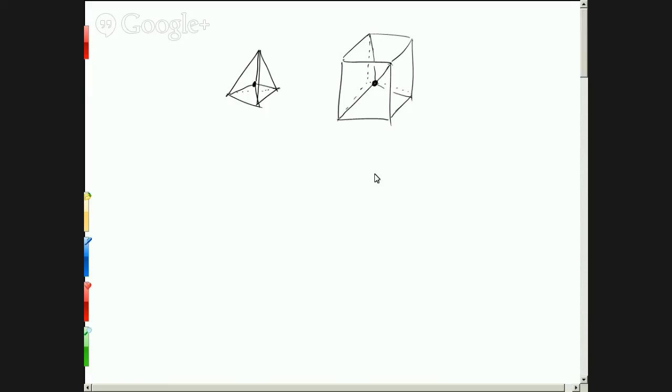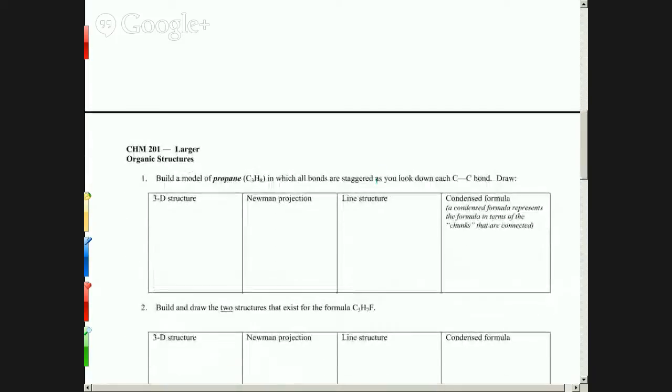Why do we talk so much about this? Well, as we'll see, when we start to build up these structures, it's going to actually change how we draw this thing and how we look at this. And we're going to look at a new way of drawing structures called line structures. So let's look at the beginning of this sheet. And it tells us to build a model of propane.